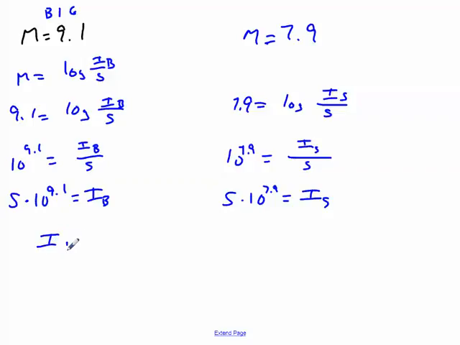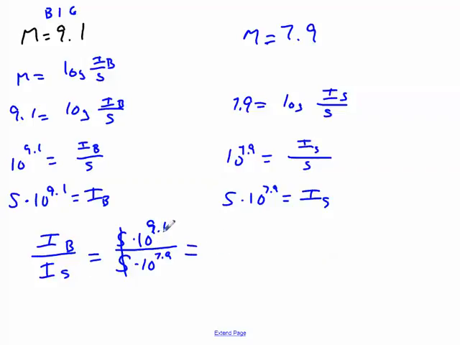So let's compare now how many times bigger this intensity is than that intensity. Intensity big over intensity small: let's find out how many times bigger this is than that. Well, the big intensity is S times 10 to the 9.1. The small intensity is some standard S times 10 to the 7.9. We really don't even need to know the S standard, because that cancels out. S divided by S is 1. How many times bigger is the big one versus the small one?